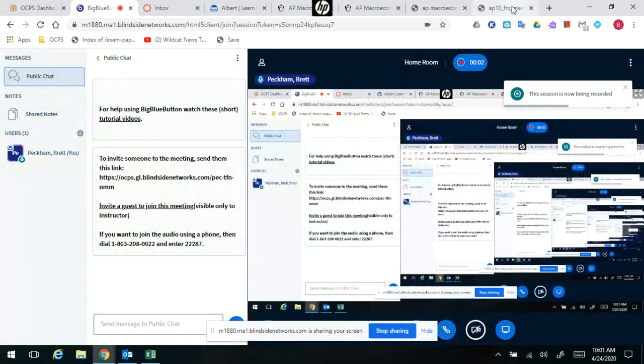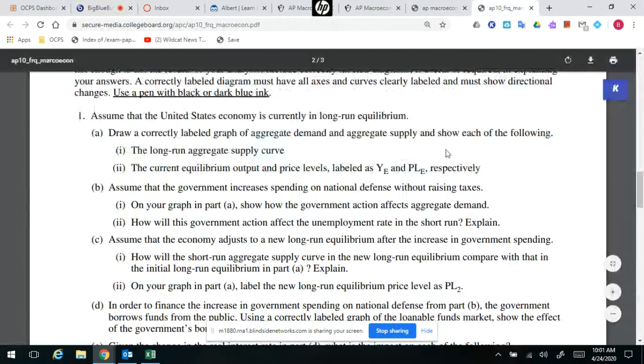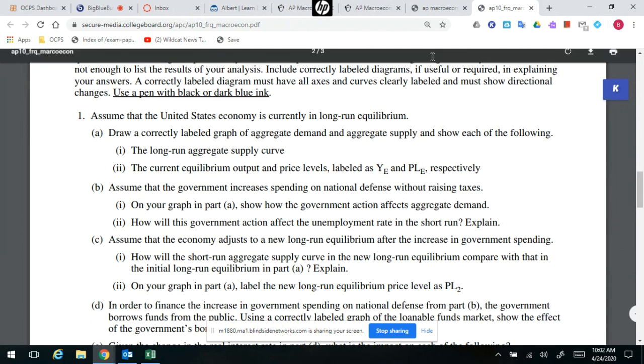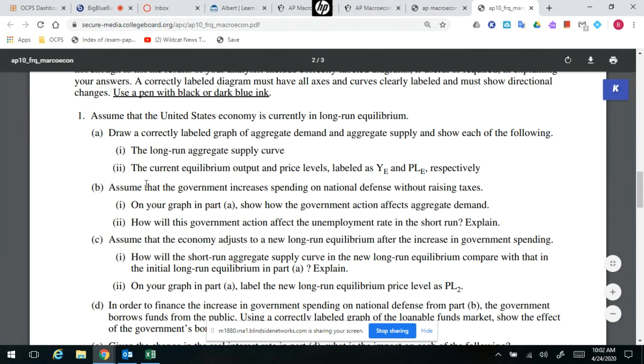So we're going to look at the 2010 FRQ right now. It says, assume that the United States economy is currently in long-run equilibrium. All right, so if we're at equilibrium, we want to draw an AD-AS graph, so it's just going to be the intersection of AD and AS along the vertical LRAS.